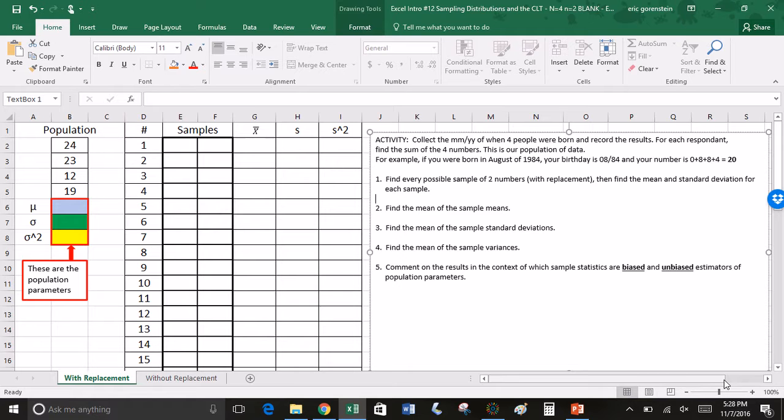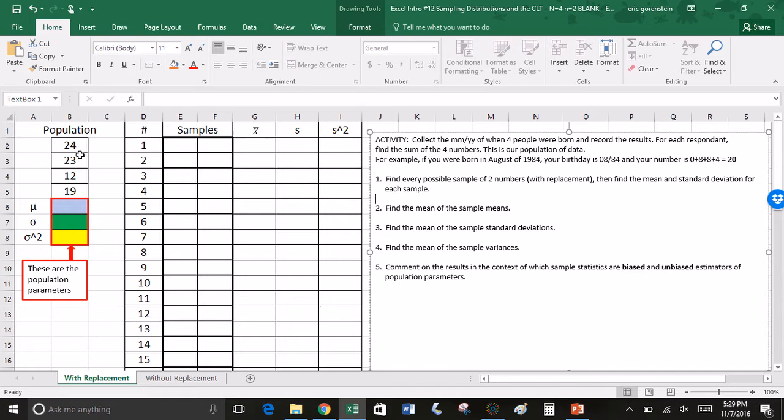So I have a small population of data here on the left. There's 4 numbers, 24, 23, 12, and 19. And I want to take every possible sample of size 2 with replacement. And once I exhaust all possible samples, to actually create the distribution of sample statistics. So I have four values in the population.